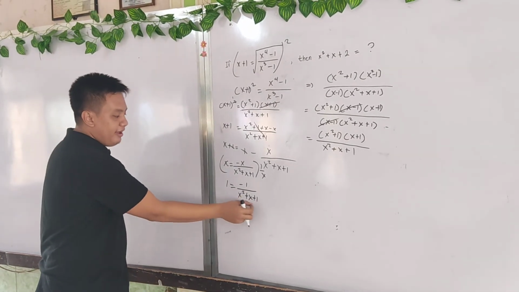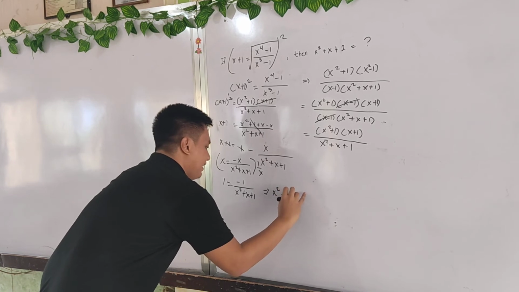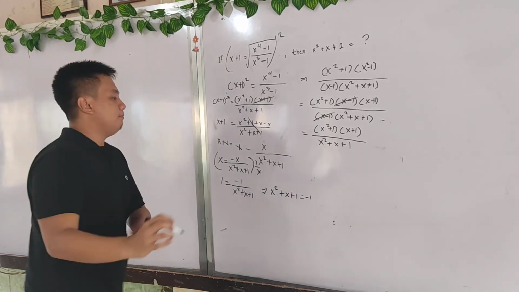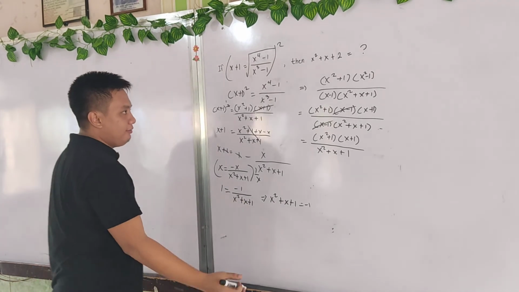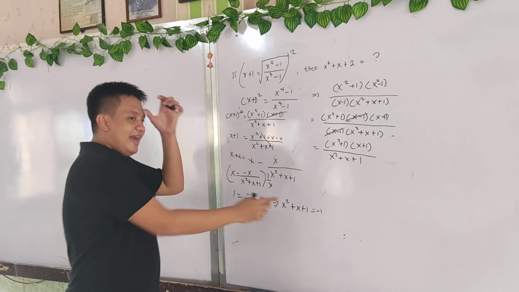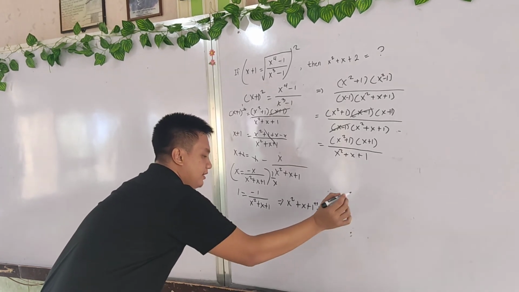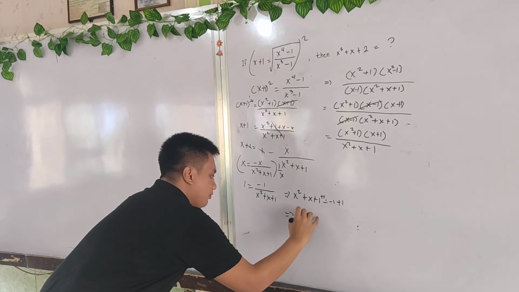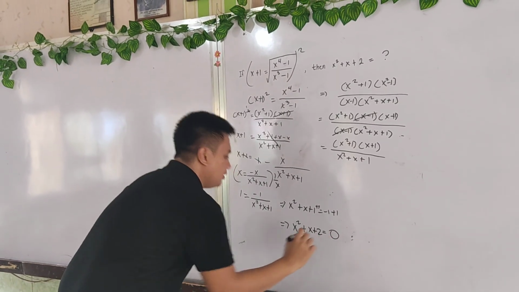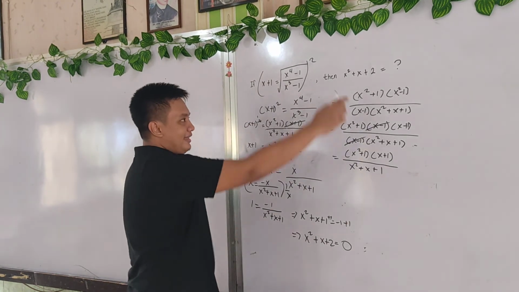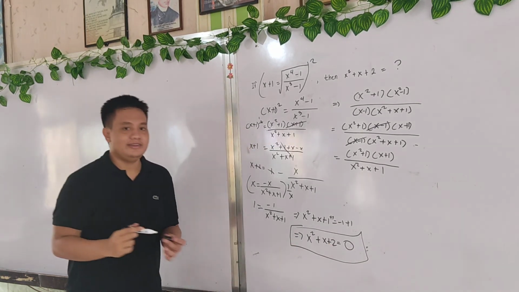So we multiply both sides by the denominator, and we will have x squared plus x plus 1 is equal to negative 1. But what we are looking for is x squared plus x plus 2. So what can we do to change this 1 to 2? We add 1 to both sides, so this is now plus 1 here, and this will become 0. So the final answer is x squared plus x plus 2 is equal to 0. So we have already found what x squared plus x plus 2 is equal to. This is your final answer. That is all. Thank you.